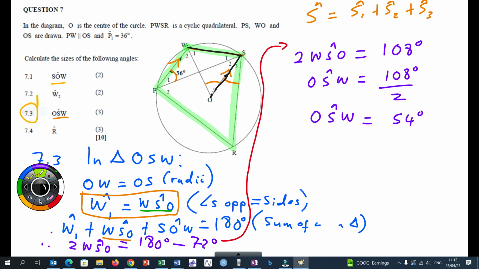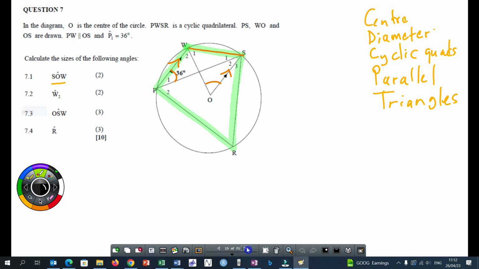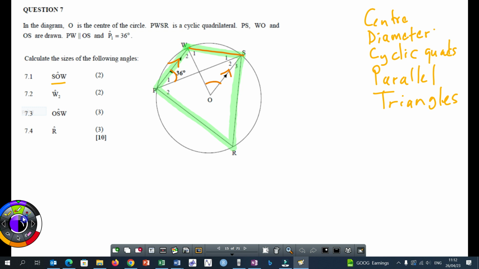Okay. Can I carry on? Right, so let's do the last part. Alright, I'm going to assume that there's no question, so let's move on to 7.4.